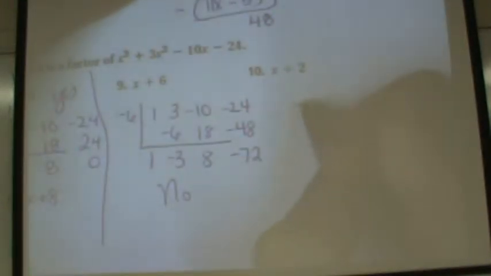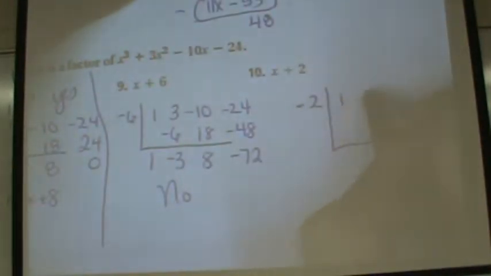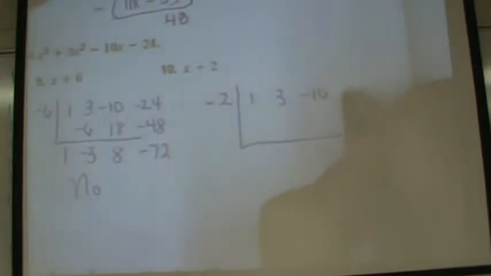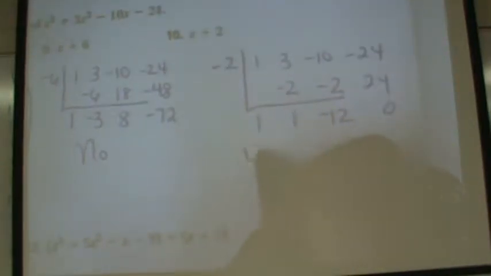And the last one, negative 2, 1, 3, negative 10, negative 24. Bring down the 1, negative 2, add, negative 2, negative 12, 24, and this would be a yes. 1x squared plus x minus 12.